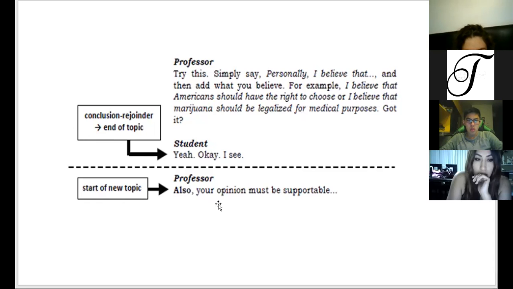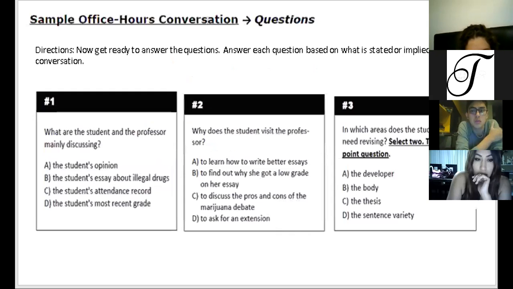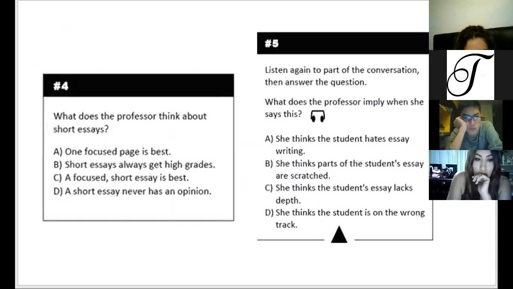Okay, good. So now, when the listening ends, you finish listening, you will start seeing the questions. Okay. For example, in this case, you have 5 questions. All of them are multiple choice. You will hear the directions that say: now get ready to answer the questions. Answer each question based on what is stated or implied in the conversation. So we have 1, 2, 3, 4, and 5.